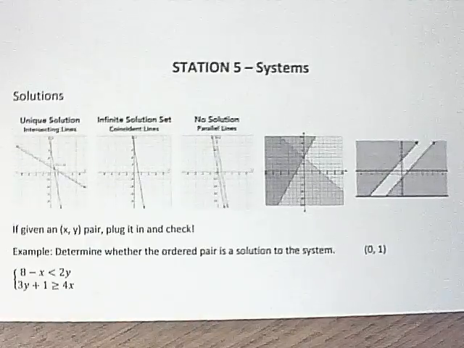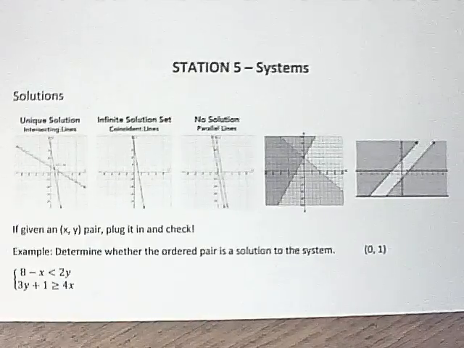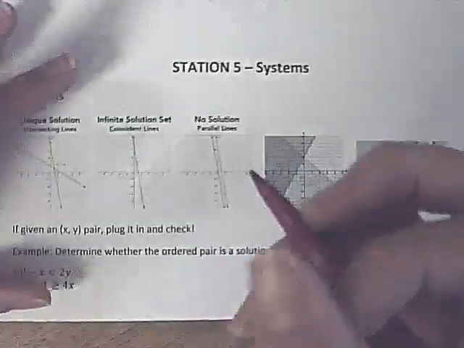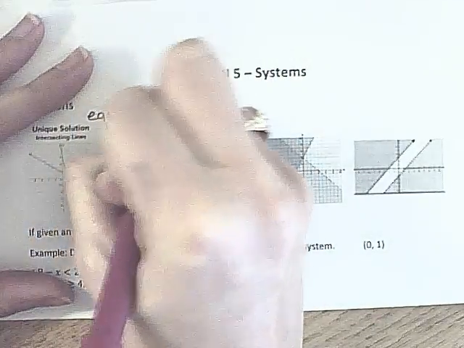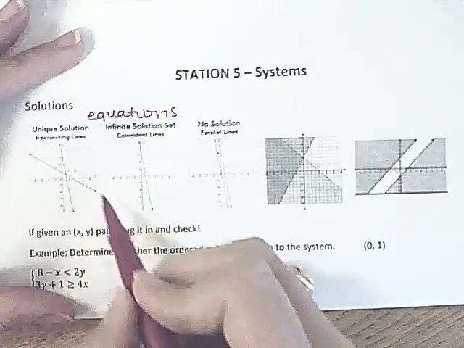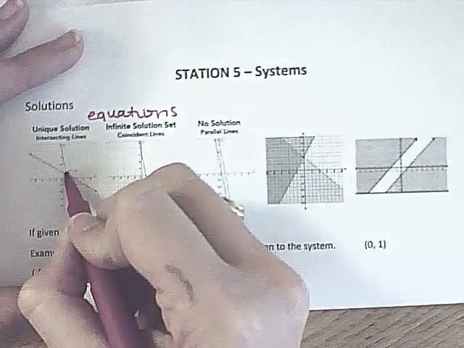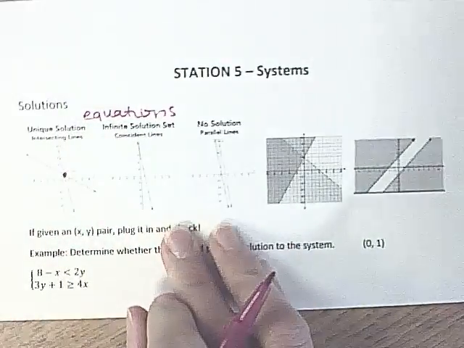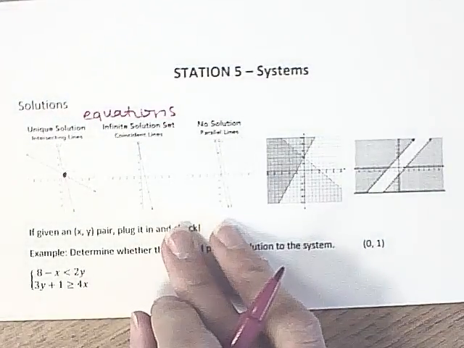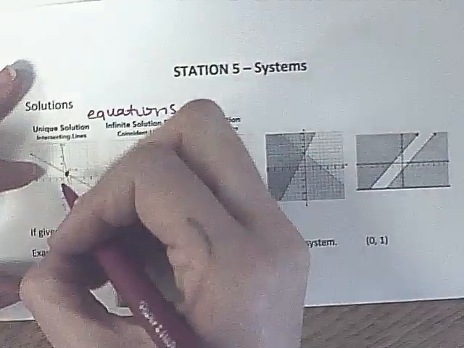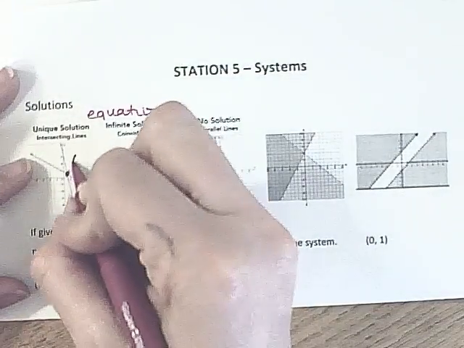For a system of equations, we're graphing two different lines. So their possible solutions are in these first three. On the very first one, you can see that there are two lines and they cross or intersect at a point. When you look for that point where they intersect, you're going to find that in this one it's in the positive quadrant and it looks like it's about 1, 1.